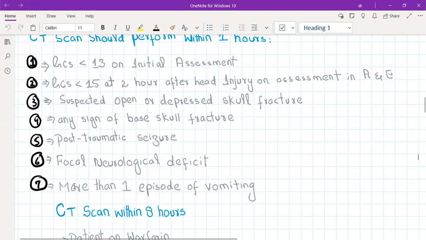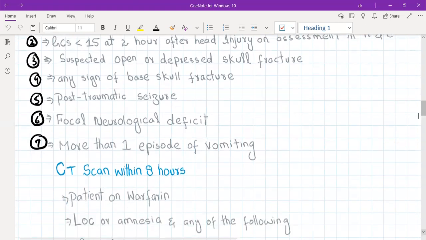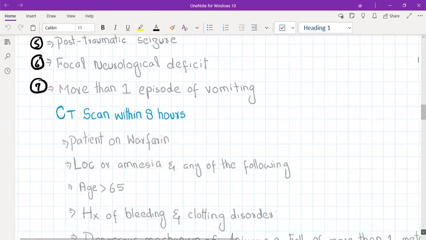Did you vomit? And if the patient has vomited, then how many episodes of vomiting? If it's one, then it's okay, but if it's more than one, then you have to request a CT scan. All right, so if any of these 7 points is positive, you have to request a CT scan within 1 hour.